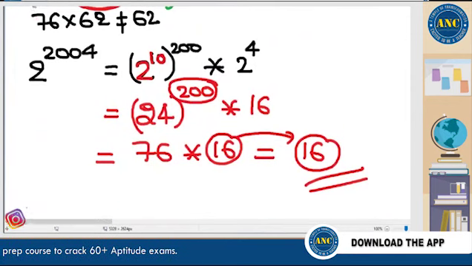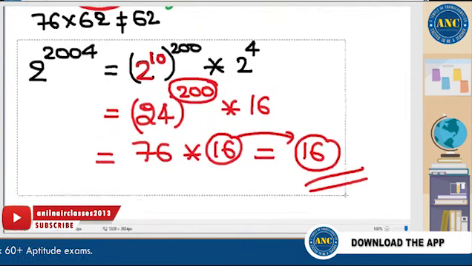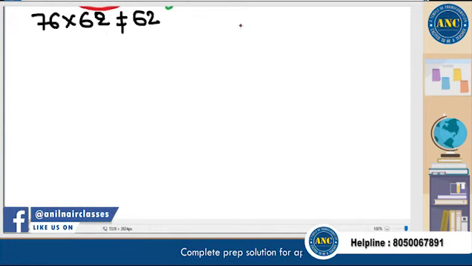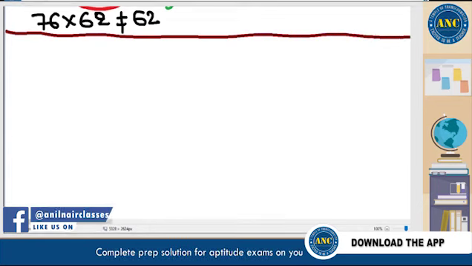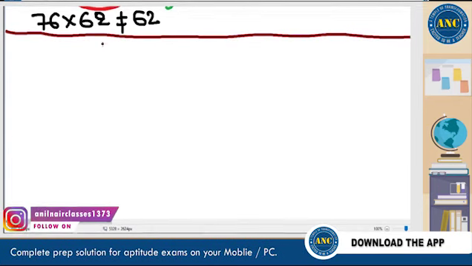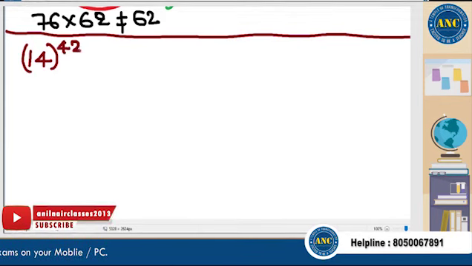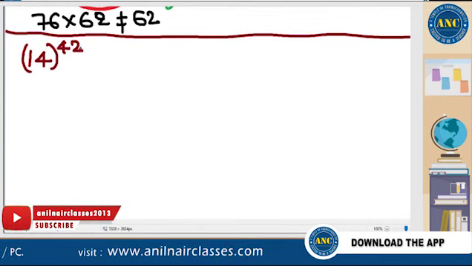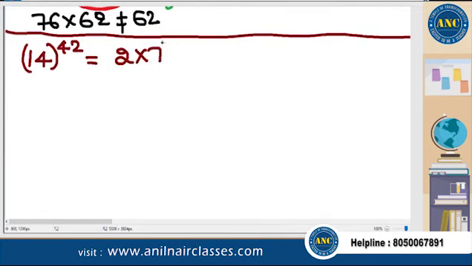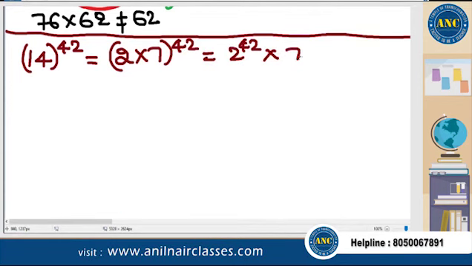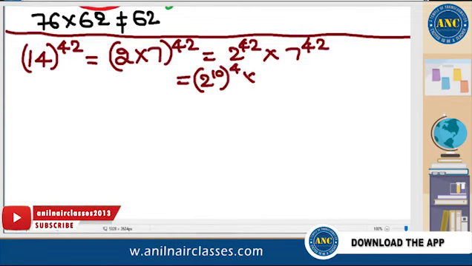Next, third question. Question number 3. I don't want to delete the screen because key points are written on the screen itself. Let me delete that particular portion. Now see here. Suppose for example, I take unit digit 4. 14 power 42, right? 14 power 42. Now, one way of solving 14 power 42 is 2 into 7 power 42. This is 2 power 42 into 7 power 42. 2 power 42 is 2 power 10 power 4 into 2 power 2.